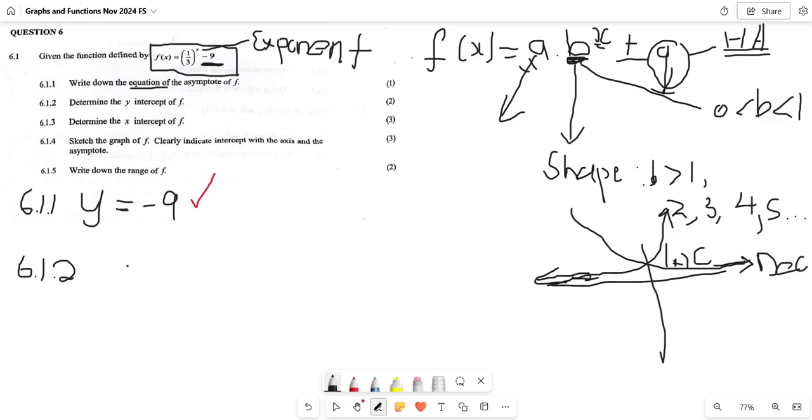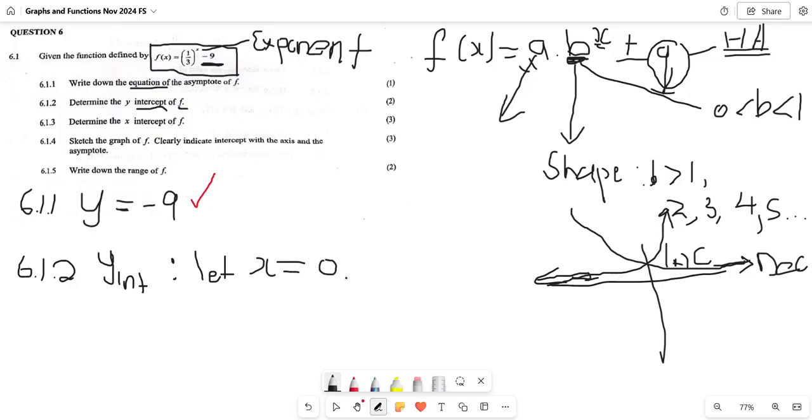6.1.2. It says determine the y-intercept. What is the y-intercept? The y-intercept is the point where this graph is going to meet with the y-axis. That point is called the y-intercept of this function, which is f of x. To find the y-intercept of any given function, we always let x to be equal to 0.